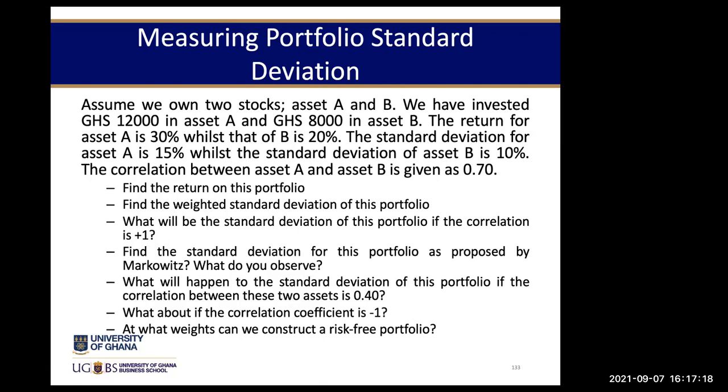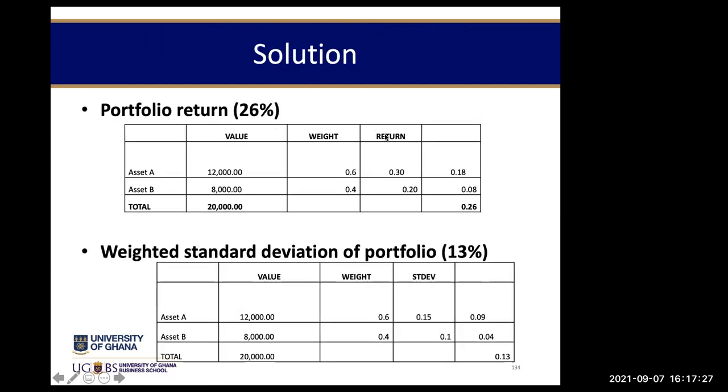So what's 12,000 divided by 20,000? Say 60%. Okay, that's 60%. So the weight of asset A is 60%. And the weight of asset B is 8,000 over 20,000, which gives you 40%. So all we are saying is that we put 40% of our money in asset B and 60% in asset A. If these are the returns, you can find the return on the portfolio. It's just a weighted return.